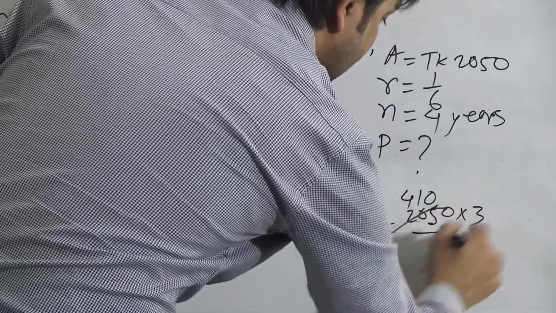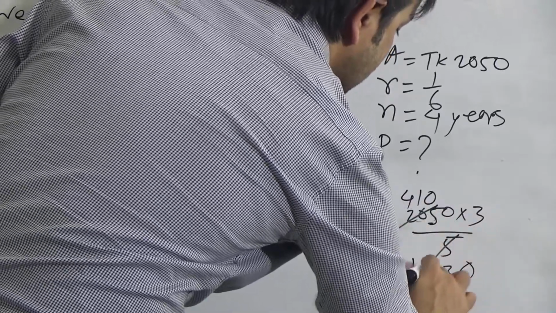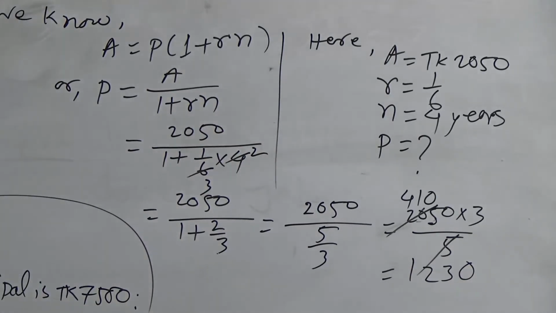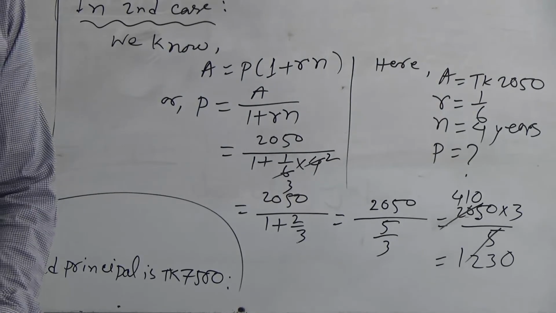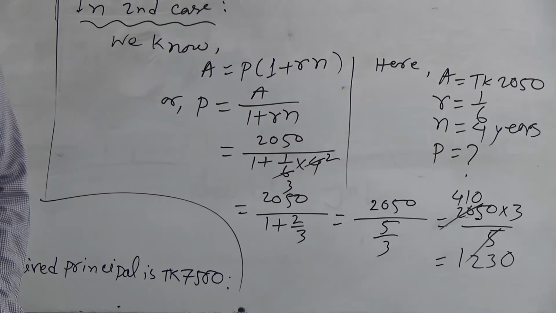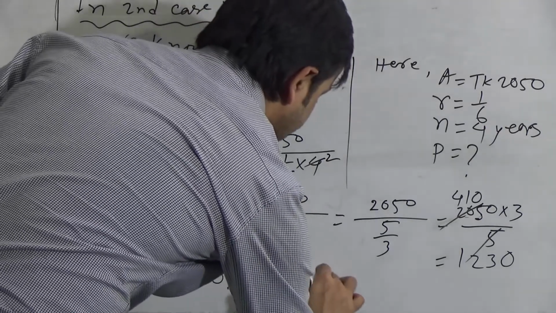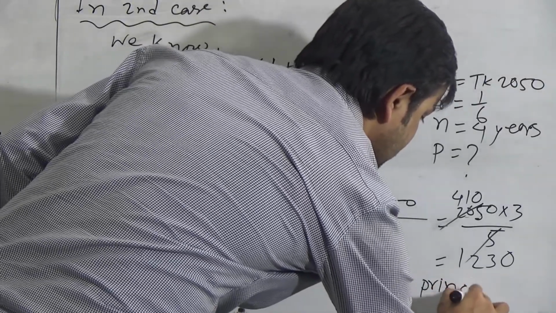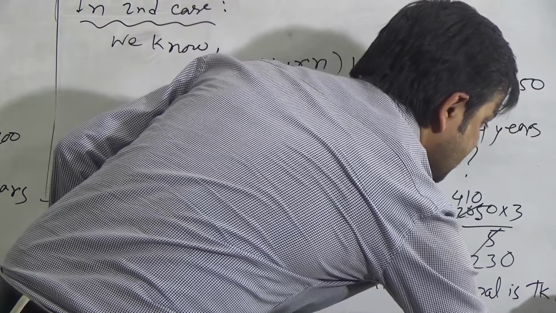Now we can calculate here. 0, 3 zeros are 0, 3 1s are 3, 4 3s are 12. So 1230. This is the required principal for question 10. Dear students, I hope you have understood the solution of question 10 also. So we can write the required principal is therefore taka 1230.